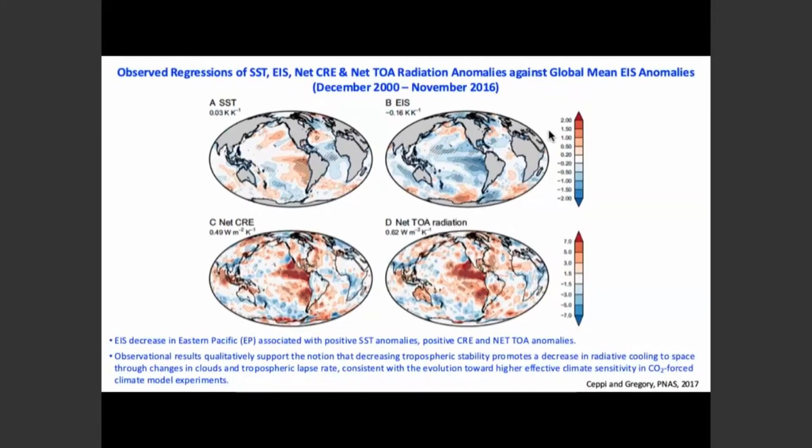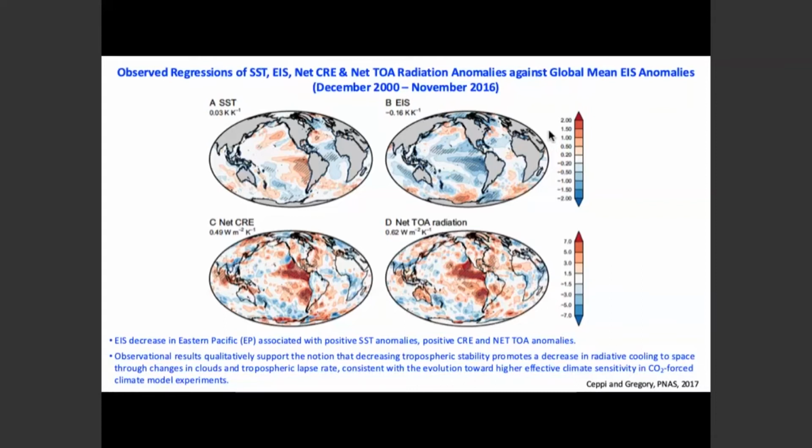There was a nice study, one of the first to look at these relationships using observations, from Seppi and Gregory, where they looked at observed regressions of SST, EIS, net CRE, and TOA radiation against the global mean EIS anomalies. And what they found is that decreases in EIS in the Eastern Pacific are associated with positive trends in SST, and that implies positive trends in the net CRE due to reductions in cloud cover and more net radiation coming in.